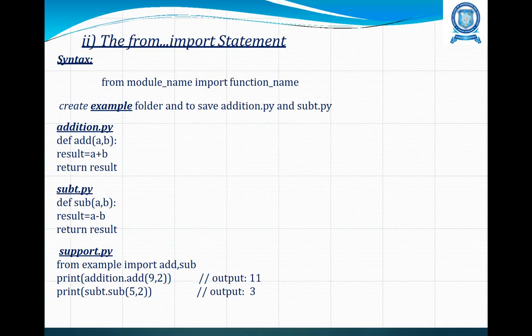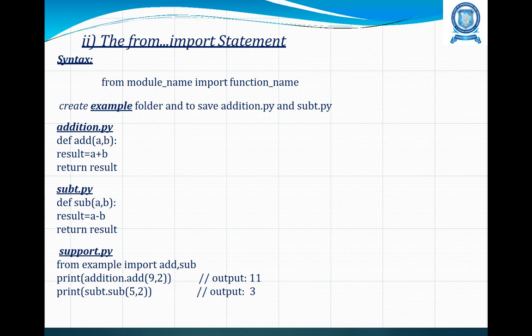Next one is the from import statement. The syntax of the from import statement is: from module name import function name. See one example. Initially we have to create two files, addition.py and subt.py. These two files are present in the folder example. So the example folder consists of these two files.